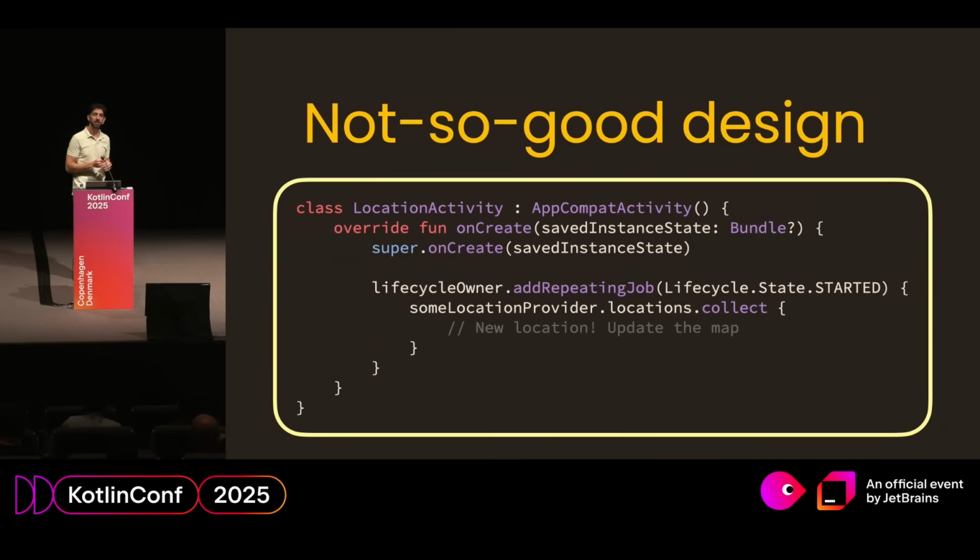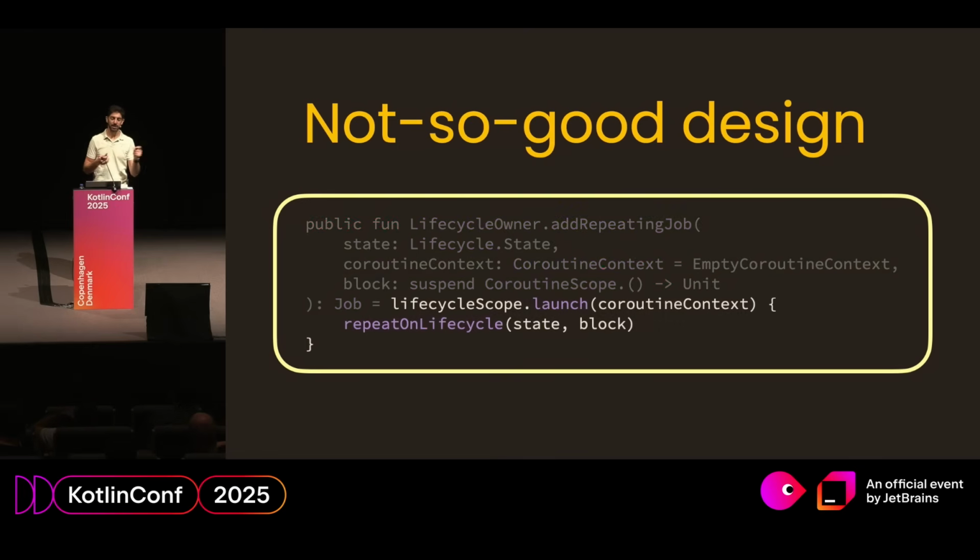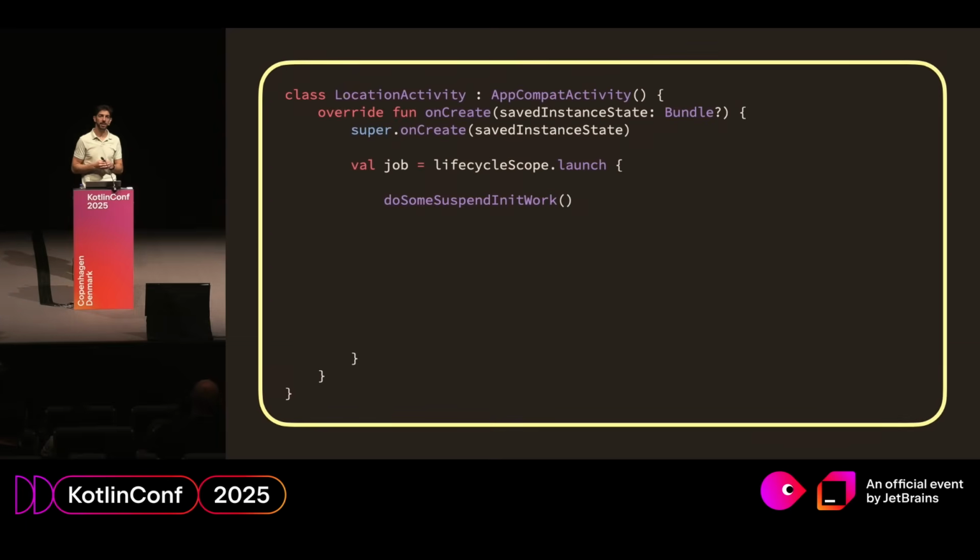Well, if you see @repeatingJob, it's amazing, right? It saves you from writing one line of code. You don't need to create a coroutine and then call repeatOnLifecycle. And actually, if we look at the definition, this is what it's doing. It's creating the lifecycleScope.launch and then calling repeatOnLifecycle. So it's good because you save one line of code. But then things can get dangerous, and that's why we ended up removing it.